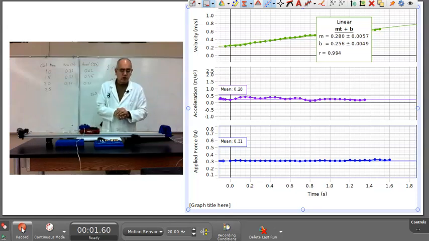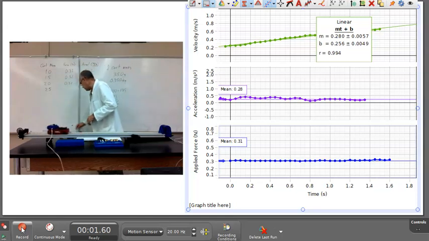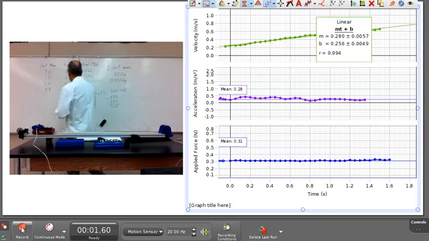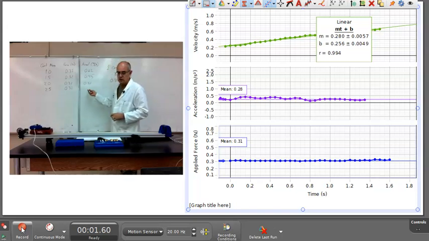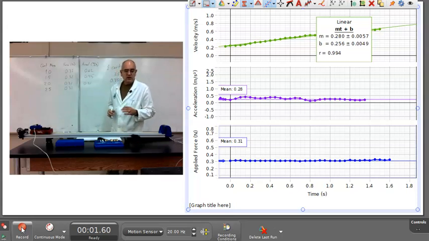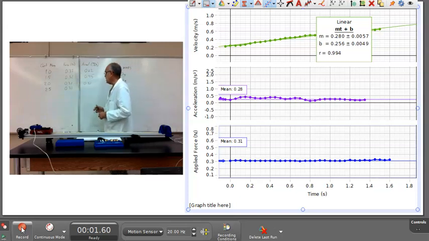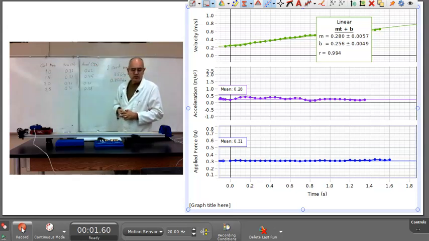Okay, the force is perfect. The force is 0.31, so we get 0.31 newtons of force. What do we get for the acceleration? For the acceleration, we get 0.28 on the average of the accelerations, 0.28 on the slope of the velocity graph. So 0.28 is our acceleration.